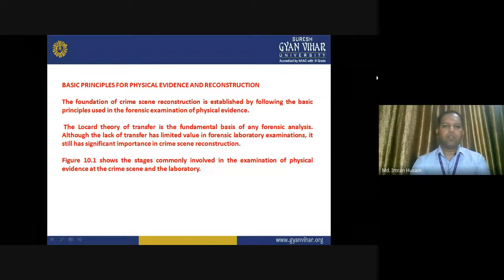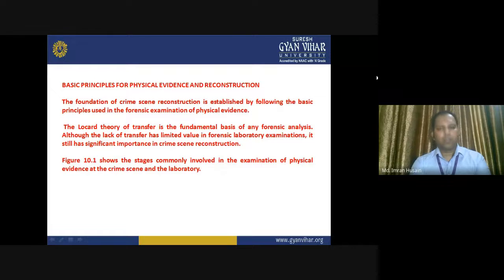So, basic principles for physical evidence and reconstruction. What are the basic principles that you must follow when you are trying to reconstruct a crime scene? The foundation of crime scene reconstruction is established by following the basic principles used in the forensic examination of physical evidence. What are those? The Locard theory of transfer is the fundamental basis of any forensic analysis. Although the lack of transfer has limited its value in forensic laboratory examination, it still has significant importance in crime scene reconstruction.